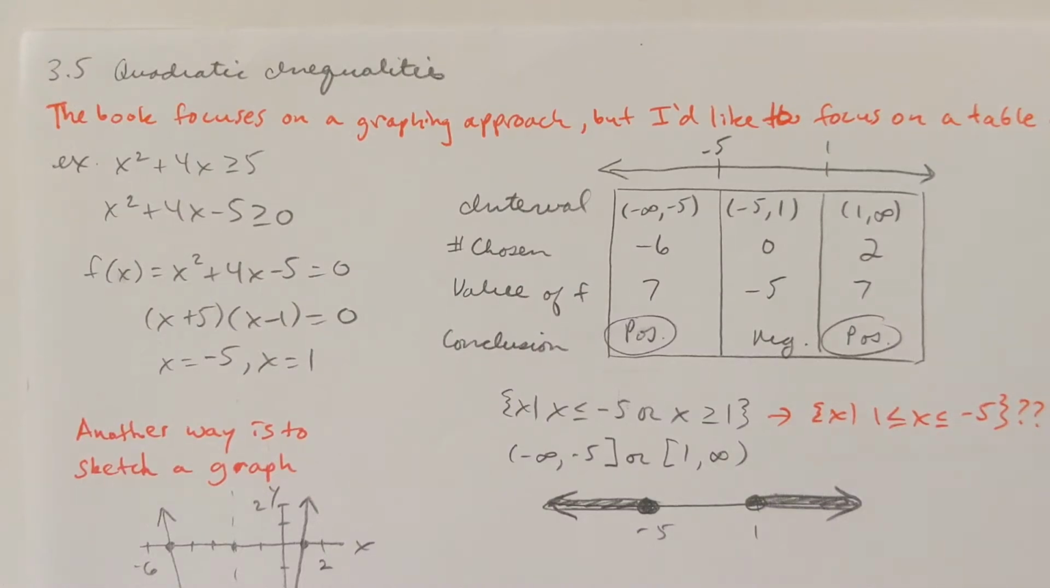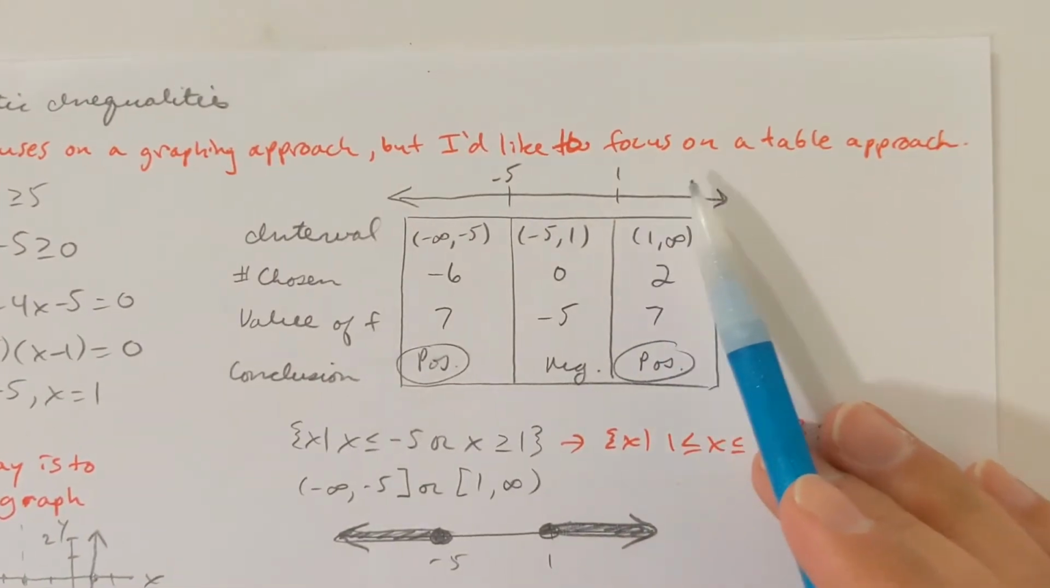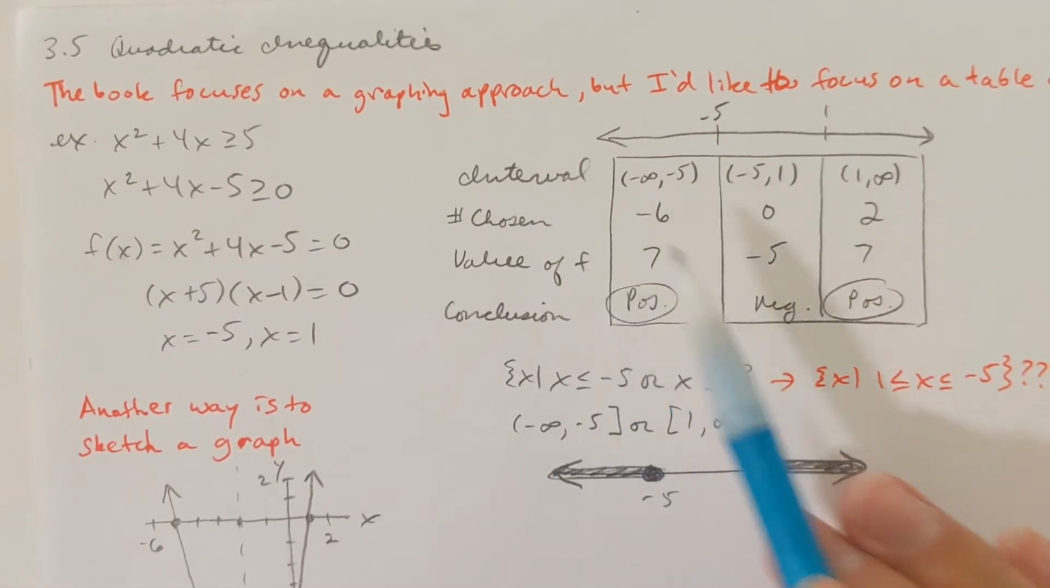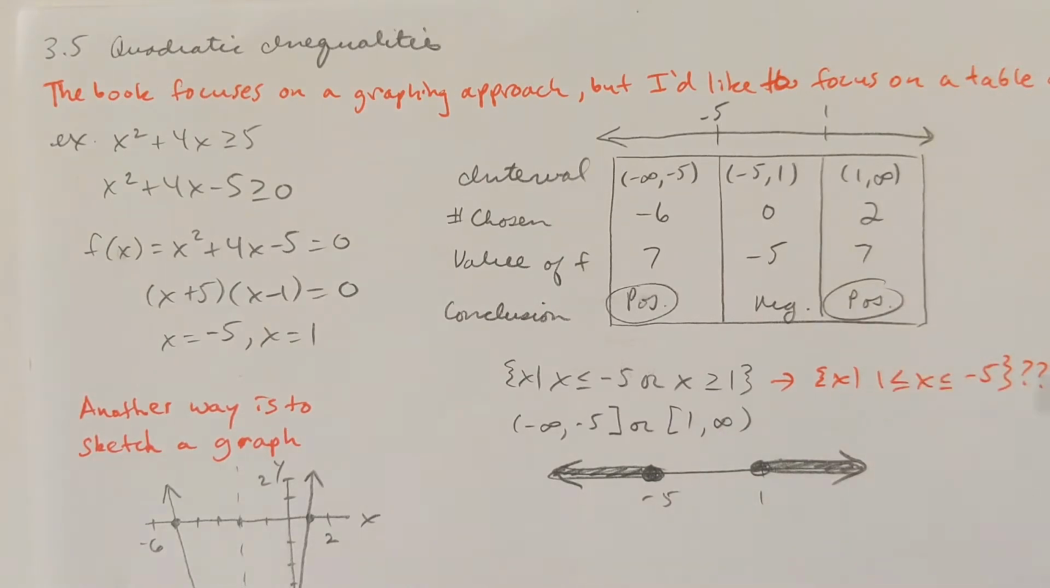Okay, in section 3.5, we'll look at quadratic inequalities. The book focuses on a graphing approach, but I'd like to give more of a focus on a table approach. And this is the way that I'd like you to solve using a table.